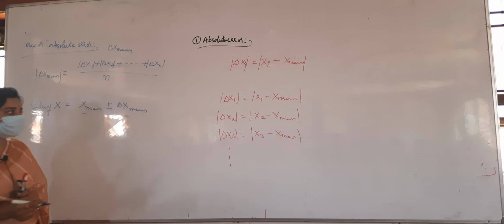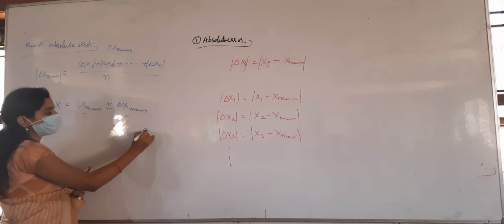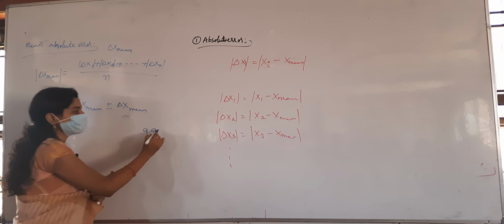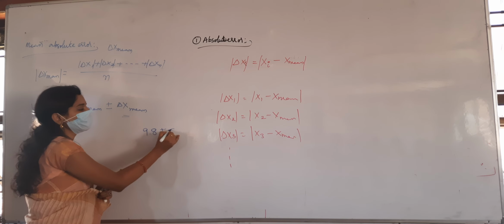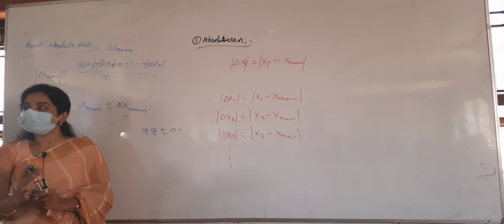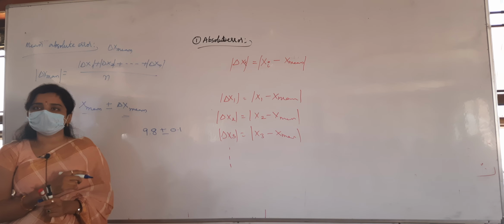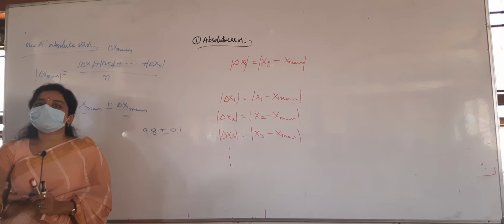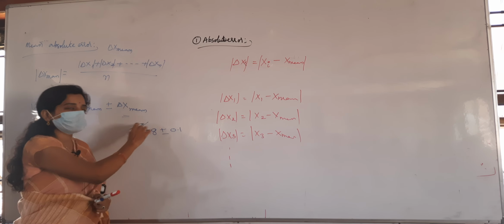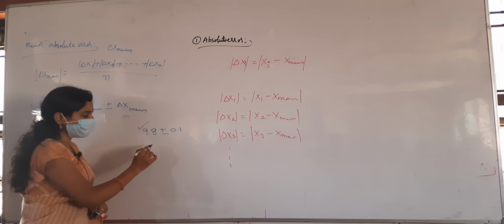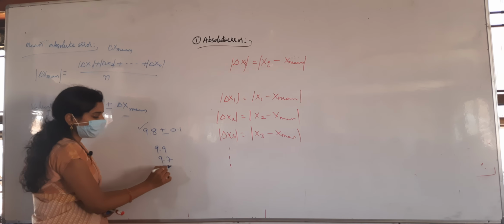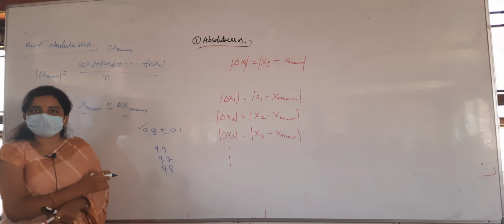Whenever I take the mean value of all the experiments, how much did we get just before? 9.8 plus or minus delta x mean, which might be 0.1, meaning 0.1 above or 0.1 below the 9.8. All the experiments are 0.1 above or 0.1 below the mean value we got. That is what I am noting here. We got the readings 9.9, 9.7 and 9.8.